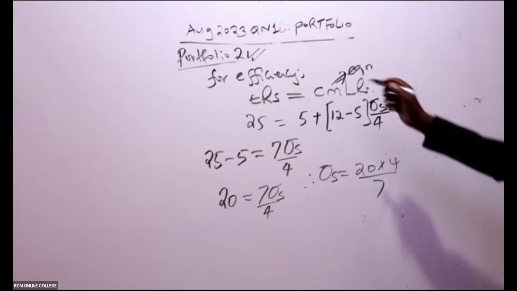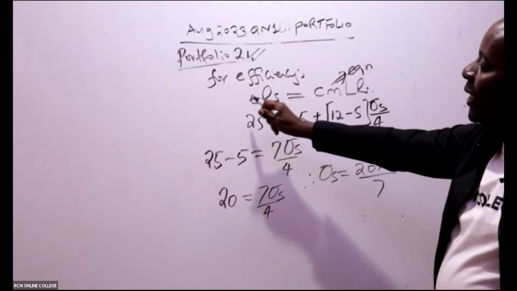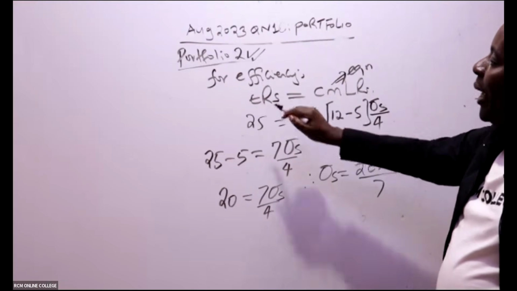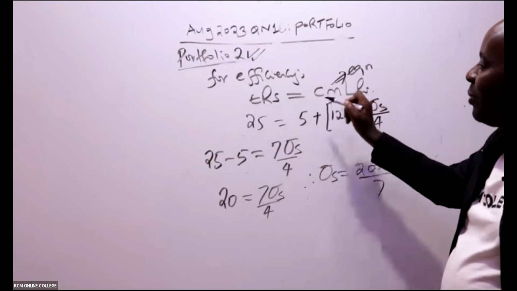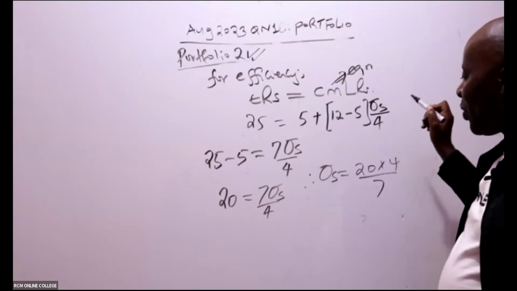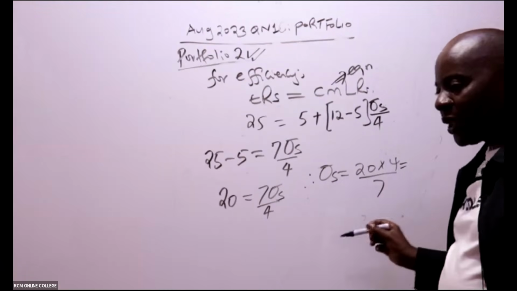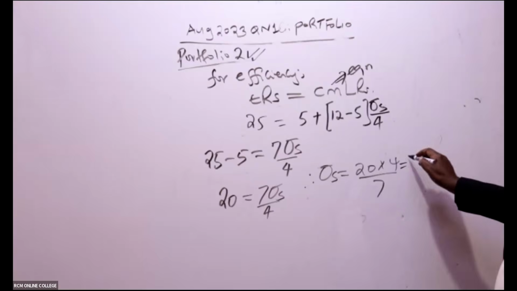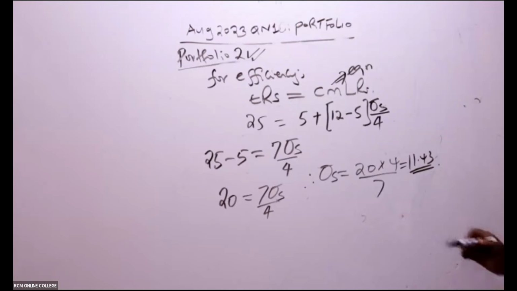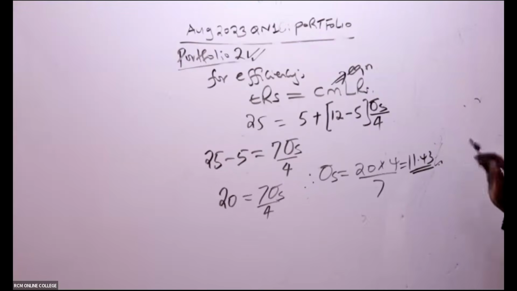Remember, for efficiency to be achieved, we expect Jensen's alpha to be 0. And for Jensen's alpha to be 0, the expected return of a security must be equal to CML returns. Some are telling me that this is 11.43. Is that okay, ladies and gentlemen? Percent, if you wish you can write it there, but the examiner can never give you a wrong.